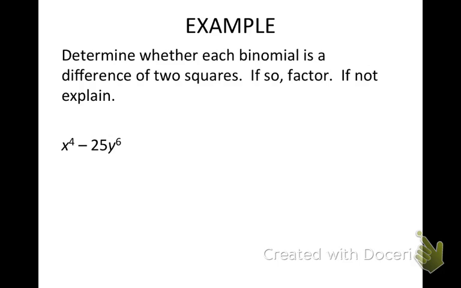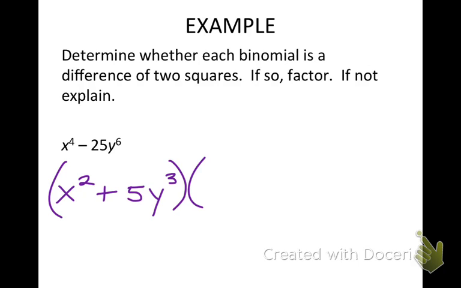All right. Let's do one more. x to the fourth minus 25y to the sixth. Is it a difference of squares? Yes. Again, like I said, any exponent that is an even number, you get a perfect square because you can take the square root of it, which is just the same thing as cutting it in half. So, the square root of x to the fourth is x squared. The square root of 25y to the sixth would be 5y to the third. And then you're just going to put either a plus or a minus first, doesn't matter. Just make sure you have opposite signs.